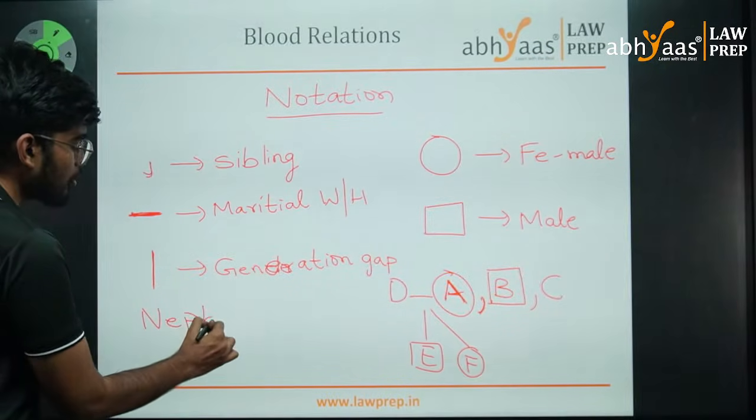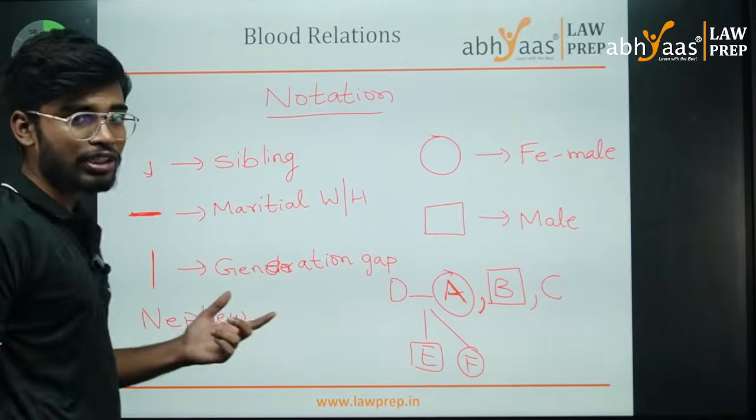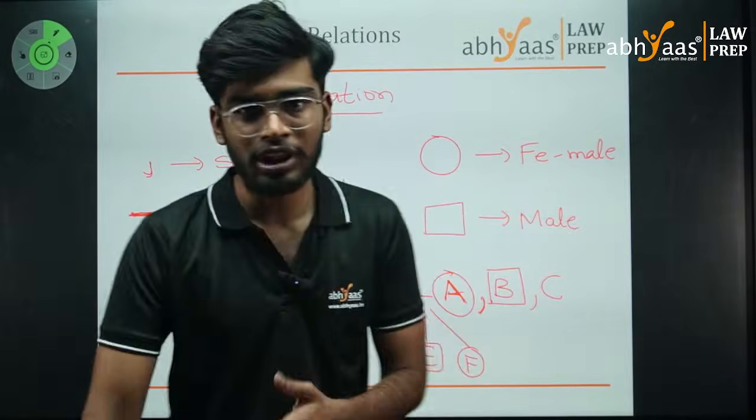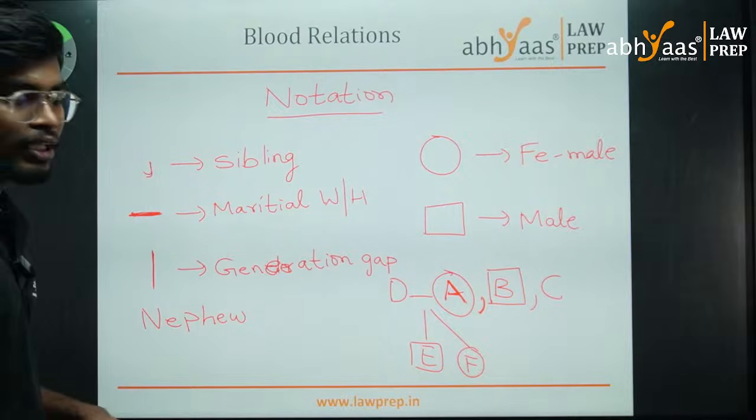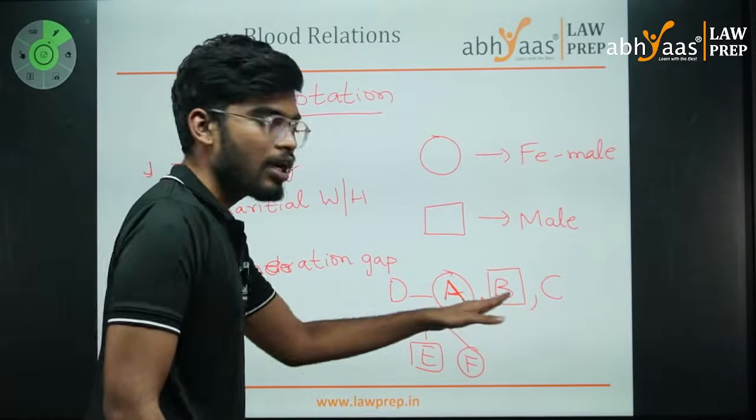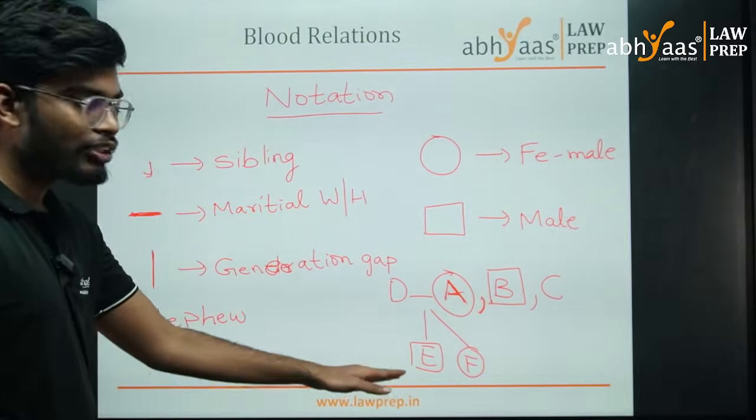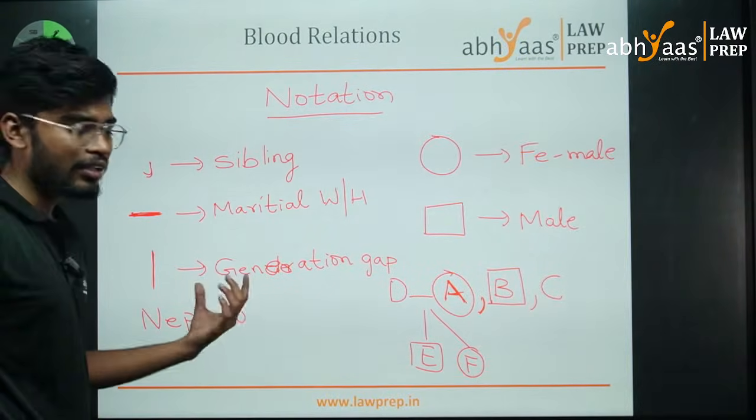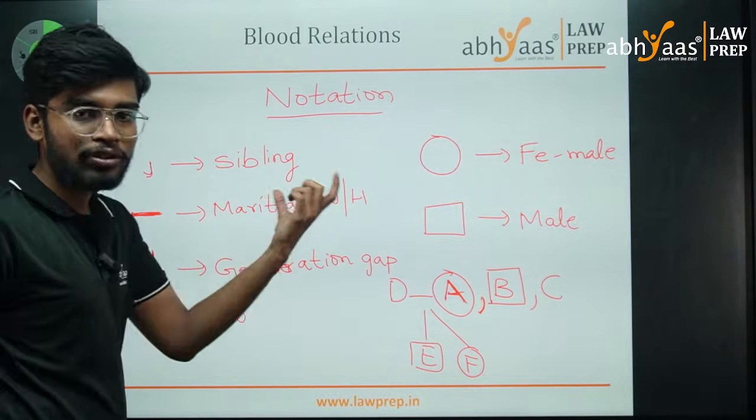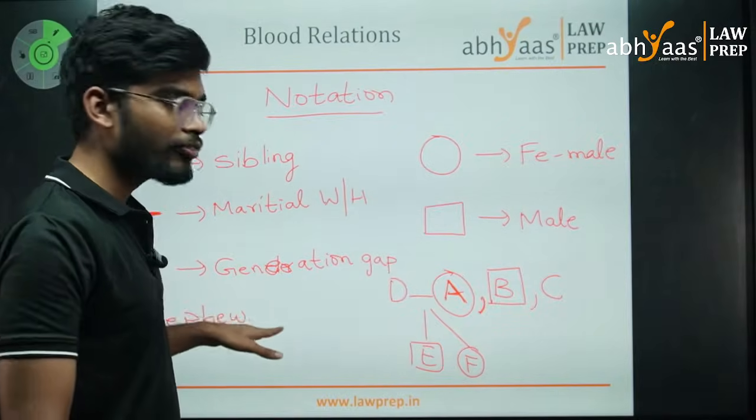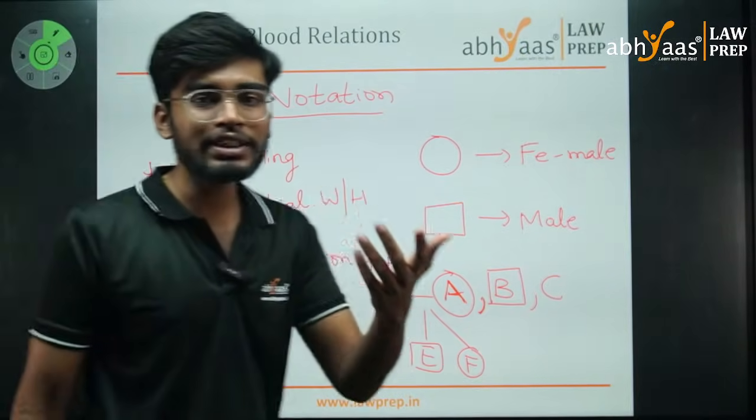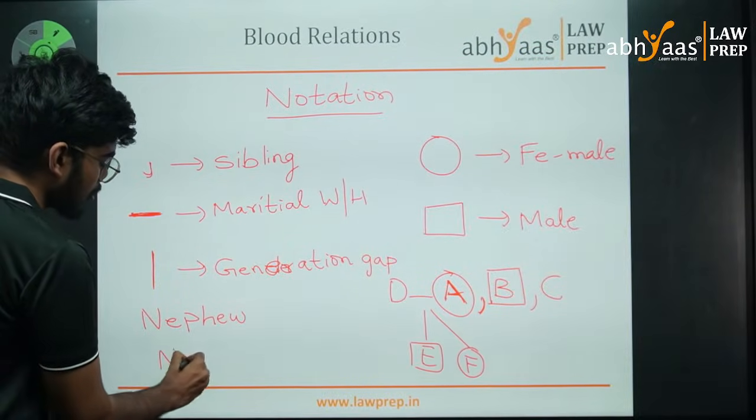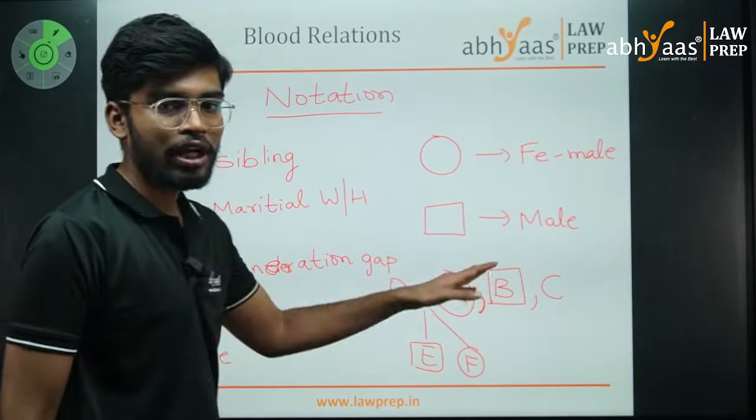The only terminology you are supposed to know is nephew. 50 to 60% of people obviously know this. If you don't, please learn it. What is a nephew? A sibling's son is called a nephew. This is a term generally used for males. If a person is a nephew, what is the gender of that person? Obviously, it will be male. Next, niece. A sibling's daughter is called a niece.